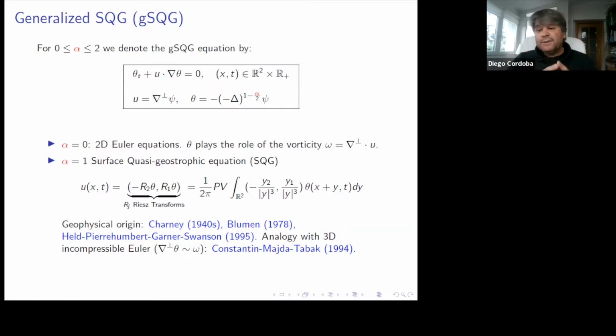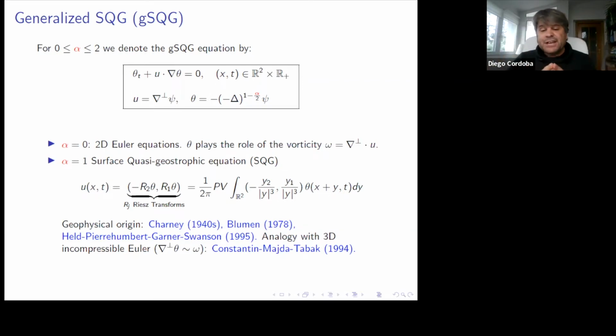So this system actually comes from a geophysical context where it has been used to understand the formation of fronts of cold air, big masses of cold air meeting hot air. And this is known in physics as frontogenesis. But it was Peter Constantin, Andrew Majda, and Esteban Tabak in 1994 who realized that this was a very good 2-dimensional model of the incompressible 3D Euler equations, where the gradient perpendicular of theta plays the role of the vorticity.